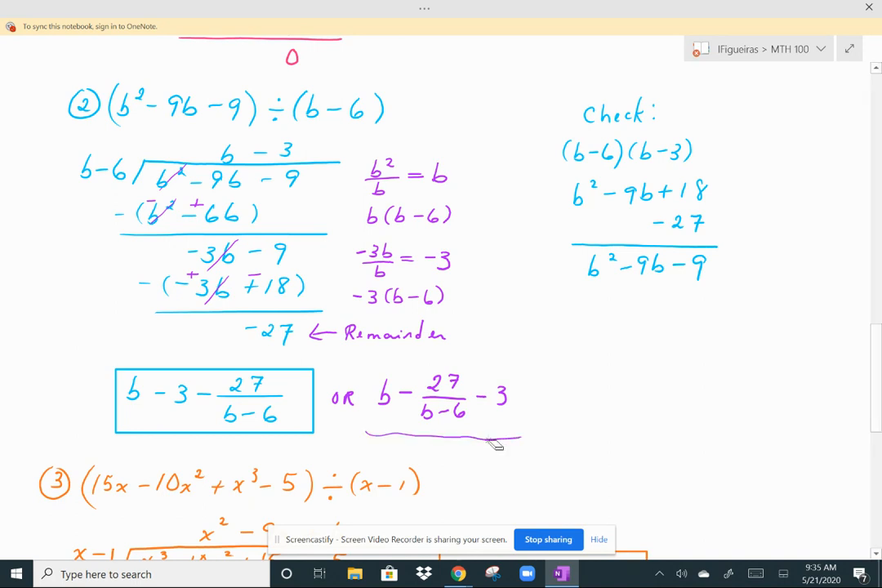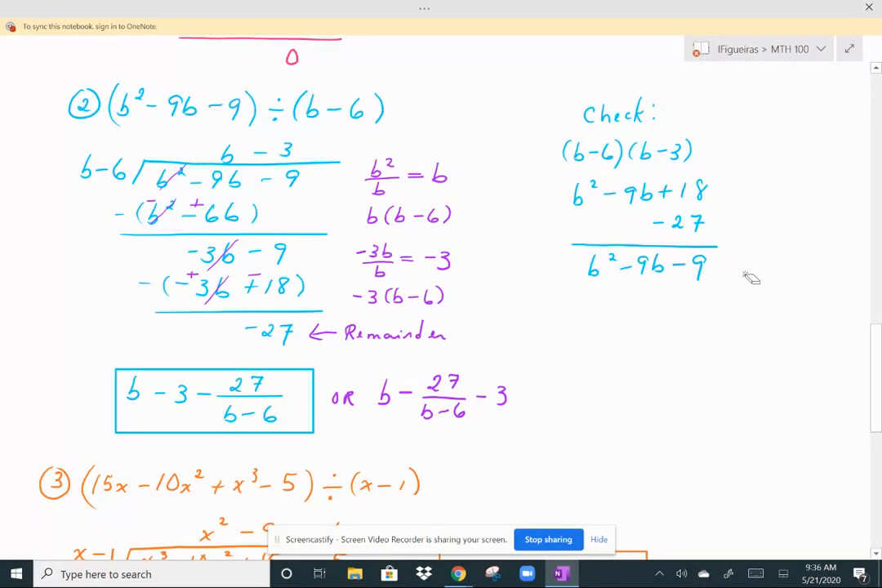And just like I checked my first example, you can check this example as well, except you'll have an additional step. First, take your divisor and multiply it by your quotient. You FOIL that and you get this, b squared minus 9b plus 18. But then you have to add in your remainder. Because my remainder was negative, you actually are subtracting it. So when you subtract 18 minus 27, you get b squared minus 9b minus 9, which is actually the dividend that you started with. So that's how you know that it checks out.